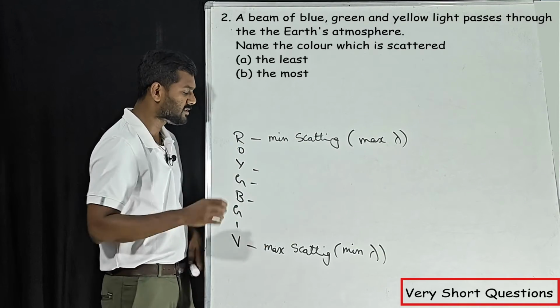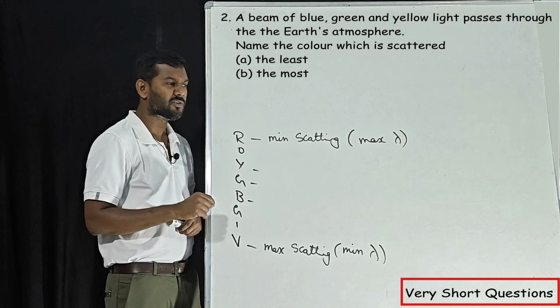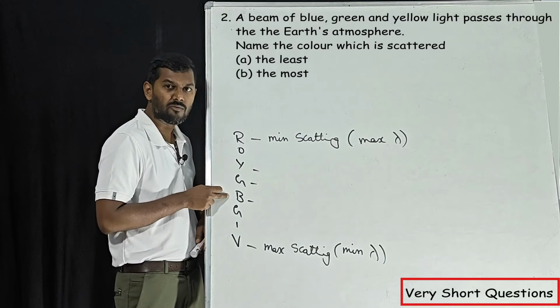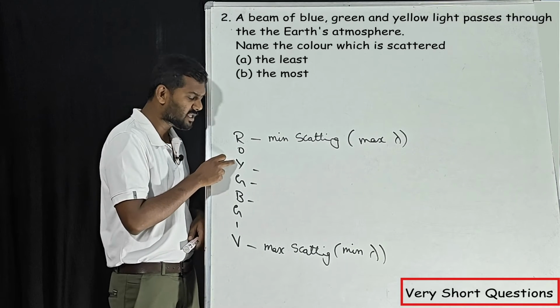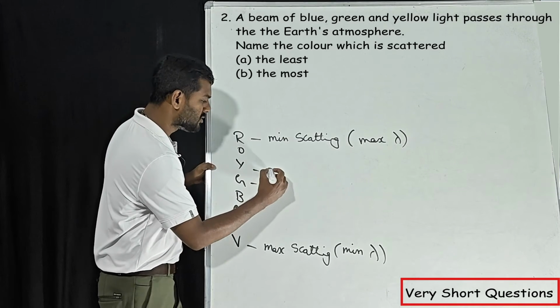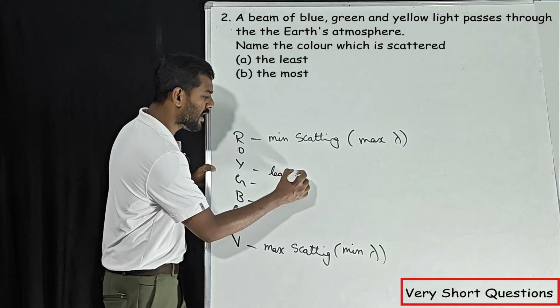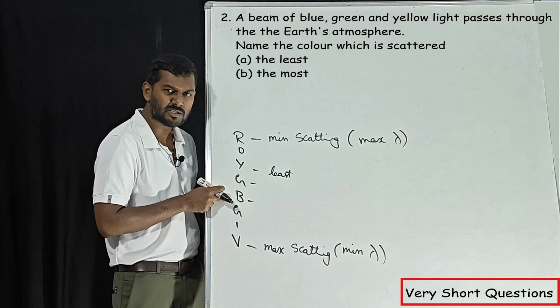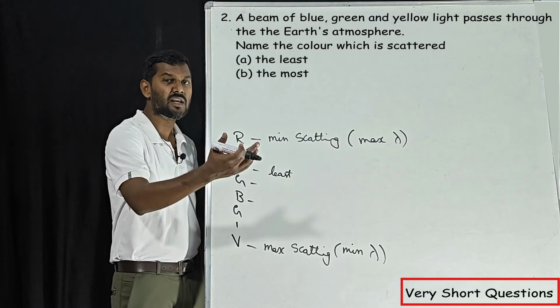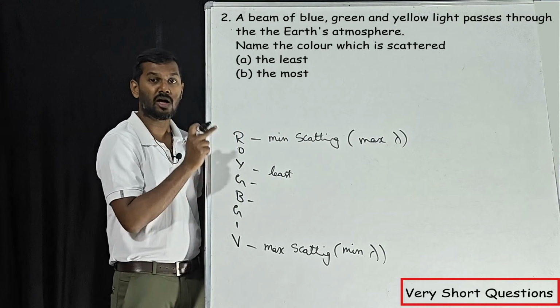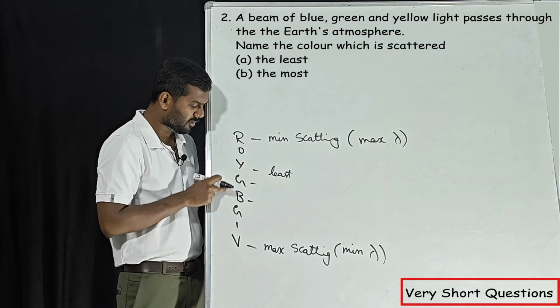So what is the first question? Out of these three, which will have minimum scattering, least? That is nothing but yellow. So least is for yellow. We are talking about only these three colors. If they are generally talking, red is minimum scattering or least scattering, but now they are talking about only these colors.